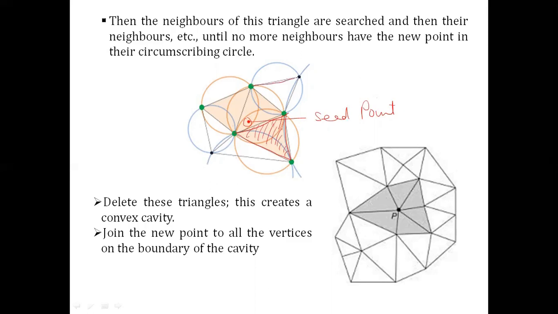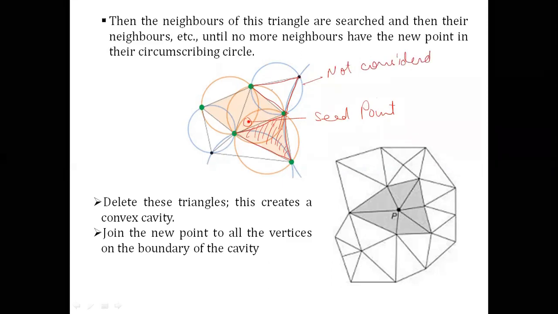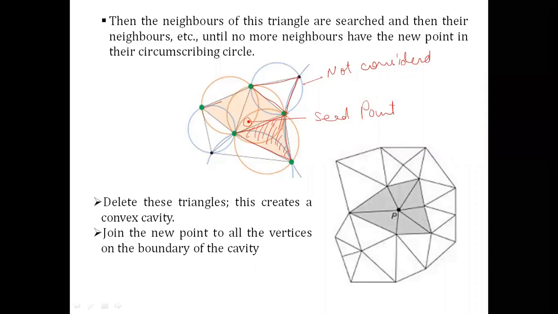Similarly, we have this triangle whose circumcircle has been plotted, but in its circumcircle, this point doesn't appear. The seed point doesn't appear. So this seed point is not considered. So this triangle is not considered. Similarly, we go to this triangle.